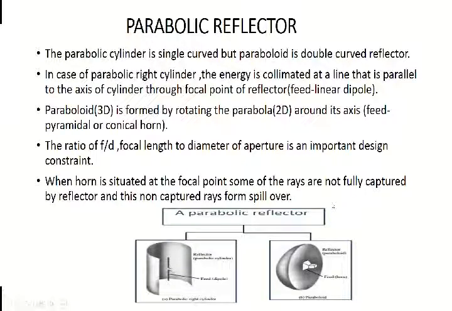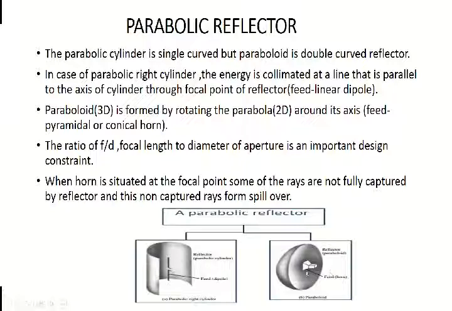One is 2-dimensional, other one is 3-dimensional. First one is parabolic right cylinder, second one is paraboloid. Parabolic right cylinder is single curved, whereas paraboloid is double curved reflector. In case of parabolic right cylinder, the energy will be collimated. The antenna reflects energy. So the energy is collimated at a line which is parallel to the axis of the cylinder through the focal point only.